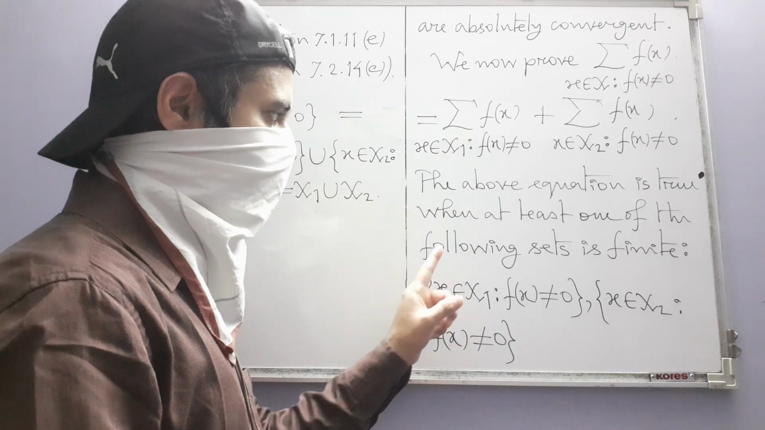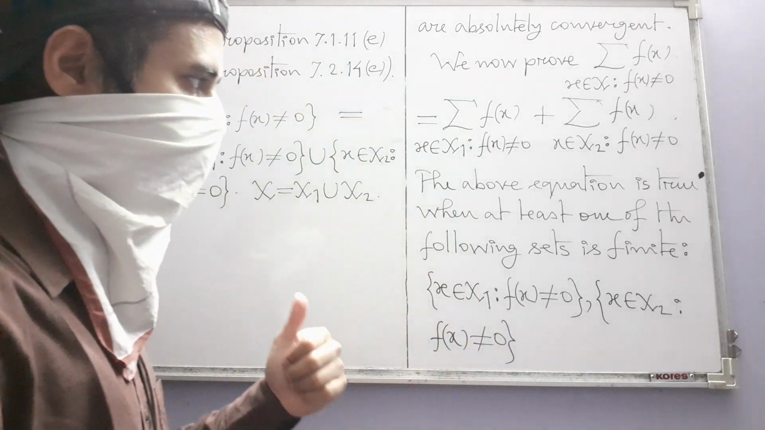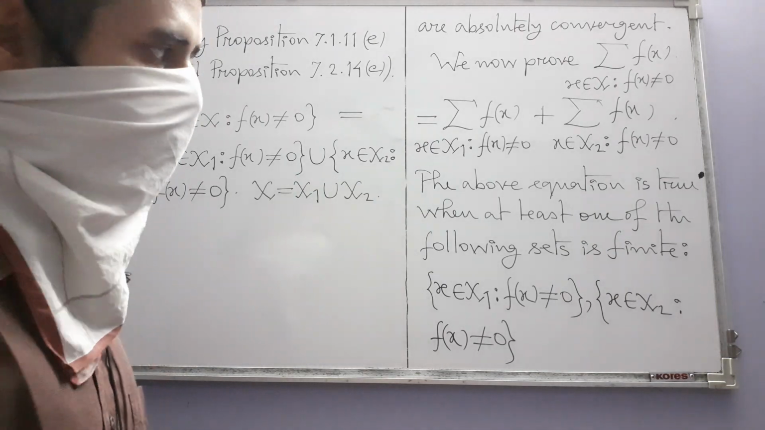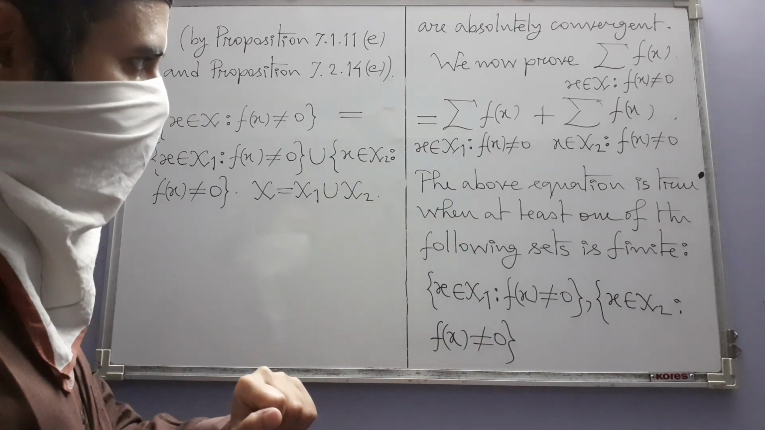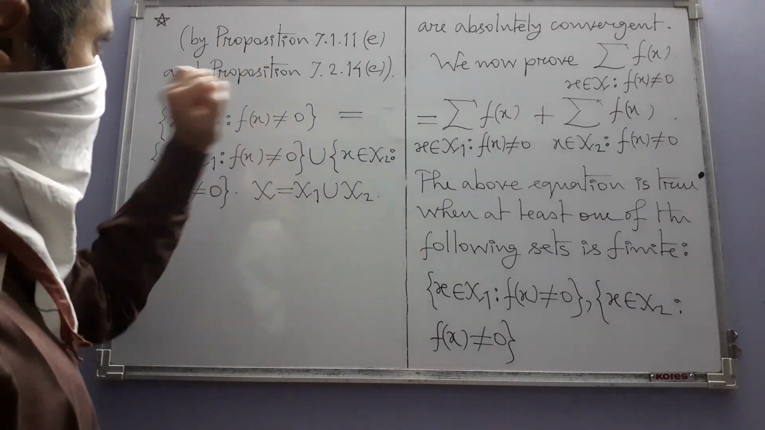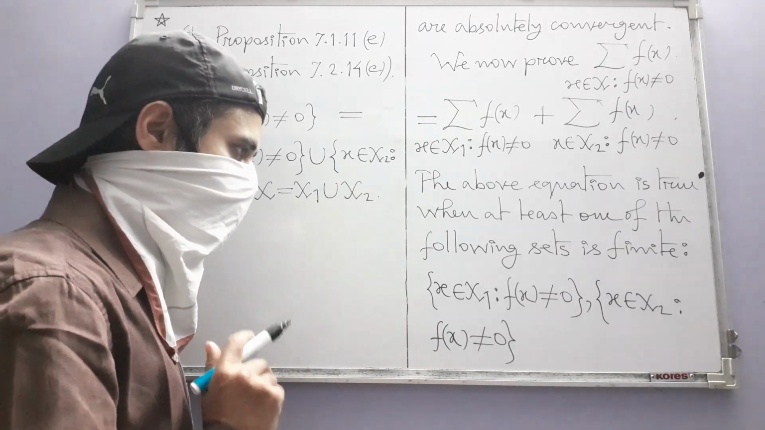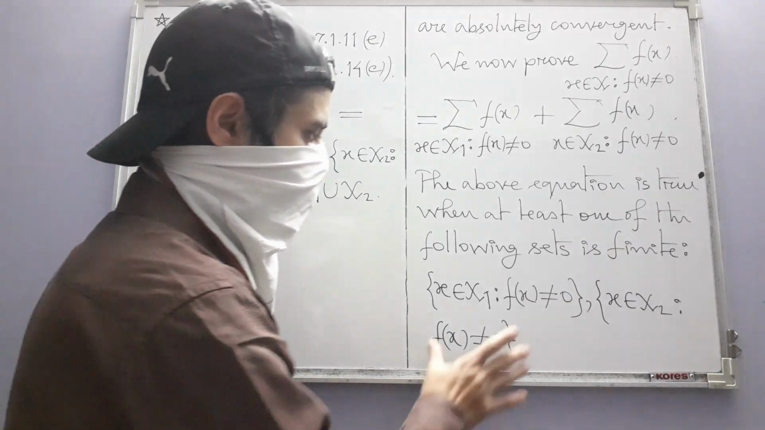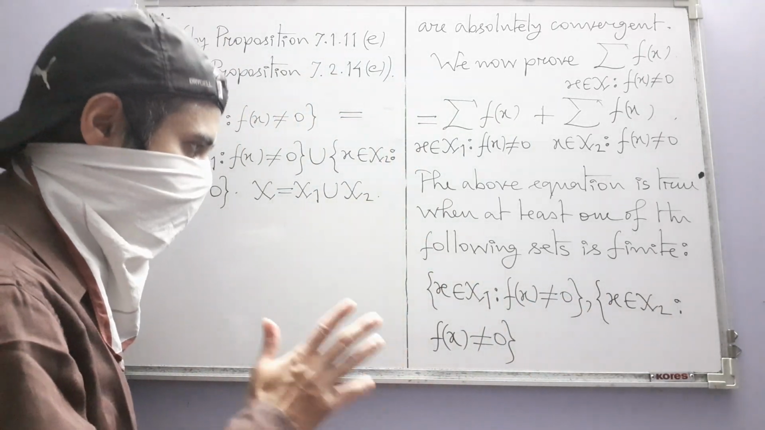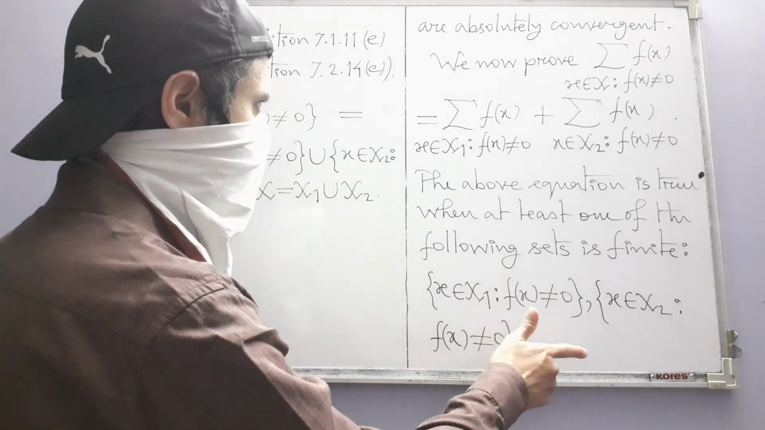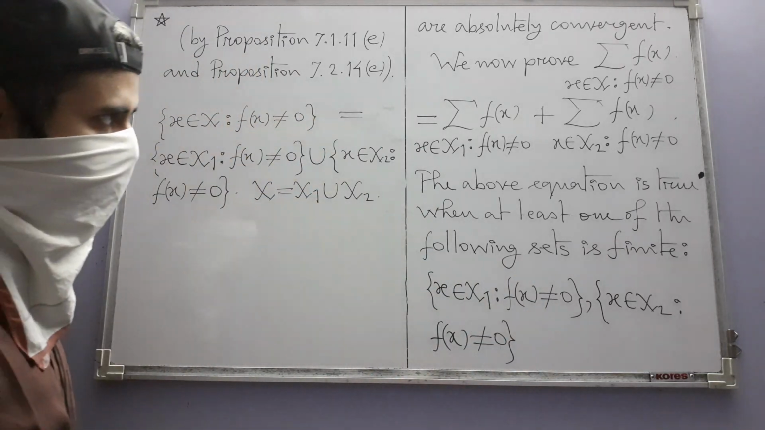Now what we are saying is that if at least one of these two sets is finite, then this relation or this equation is true because of these results that we saw previously. So what are the possibilities? Both of them can be finite. In that case, automatically this is also finite because then it's the union of two finite sets.